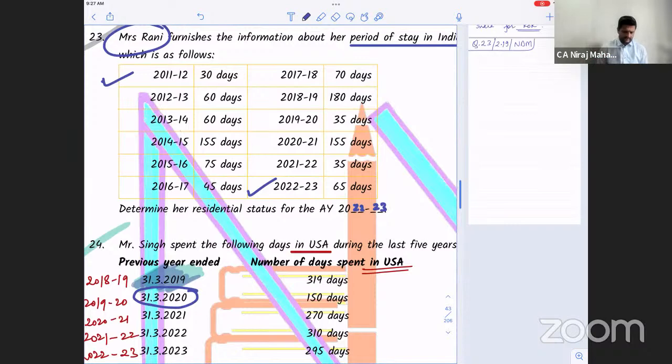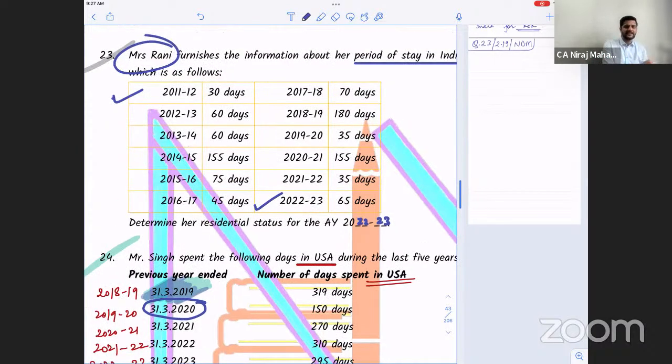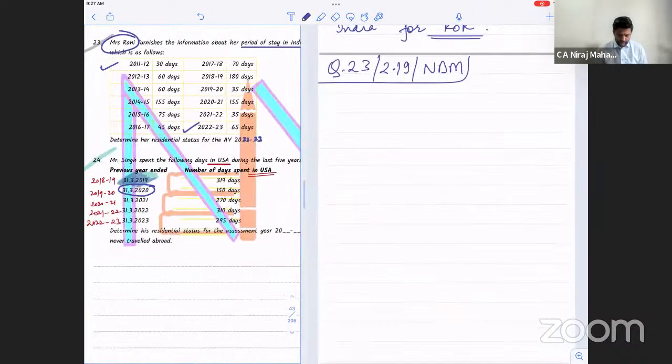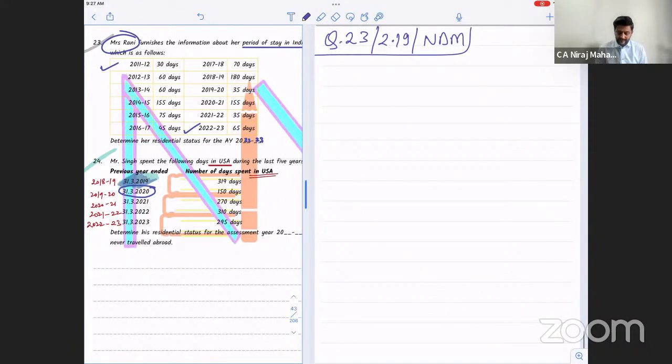If at all they had given you dates, he came on this date, left on that date, then obviously you have to calculate the number of days. Agreed? Chalo, let's go ahead. So don't write the word calculation. We are going to determine her residential status. So, determination of.